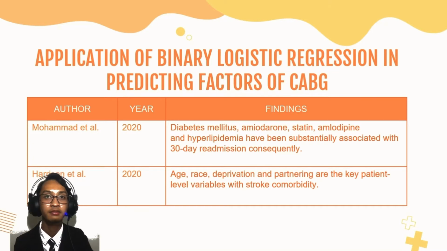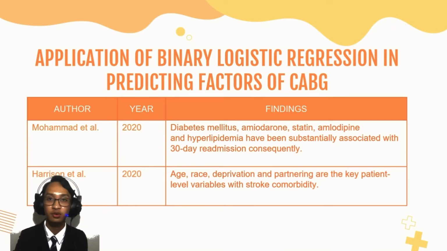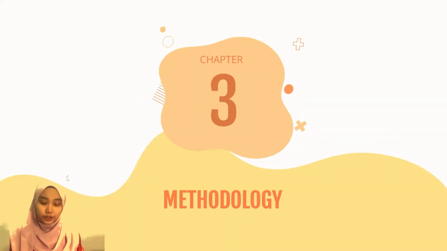Muhammad et al. found that diabetes mellitus, amiodarone, statin, amlodipine, and hyperlipidemia have been substantially associated with 30-day readmission. And another study found that age, race, deprivation, and partnering are the key patient-level variables associated with stroke comorbidity. In the methodology chapter, we will explain the methods and analysis used.